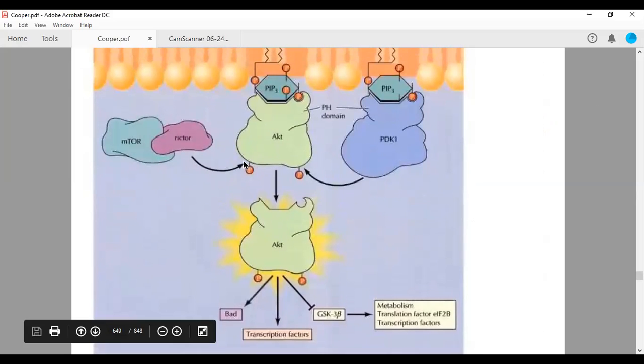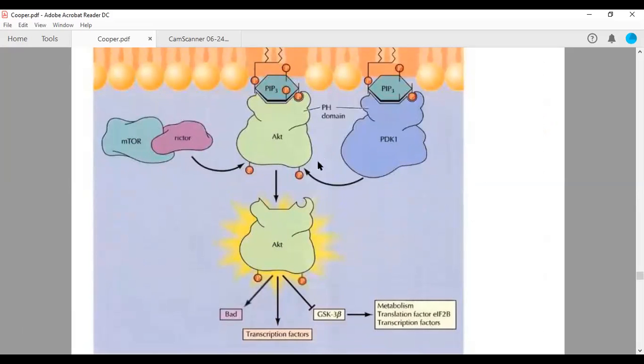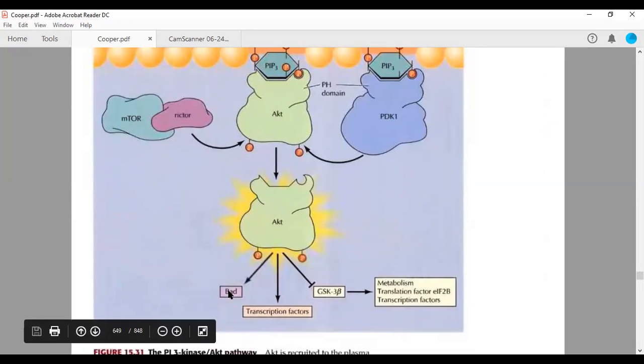So see here, one phosphorylation is done by this mTOR and Rictor complex. One phosphorylation is done by PDK1 in complex with the plasma membrane. And then finally it will activate. When the two phosphorylations happen, the AKT will be phosphorylated and activated. And then it will activate other proteins like BAD. It will activate some transcription factors. It will inhibit GSK3 beta. Sorry, we have not studied GSK, okay.